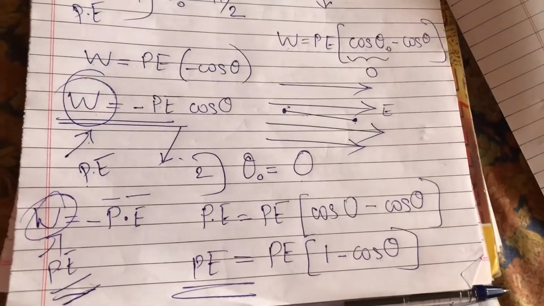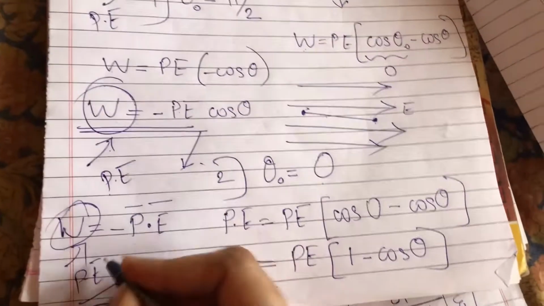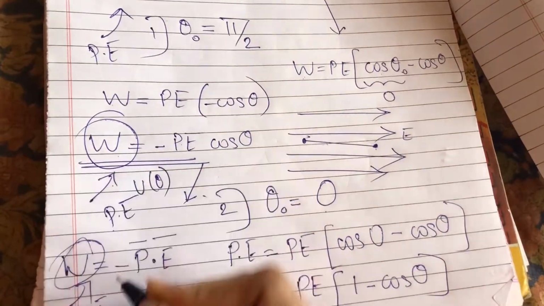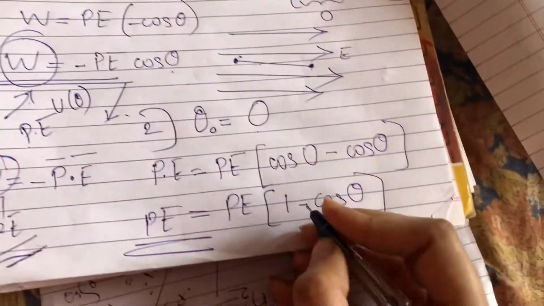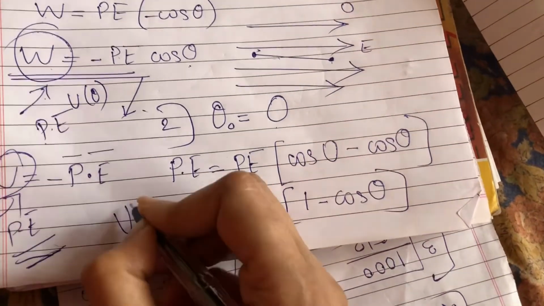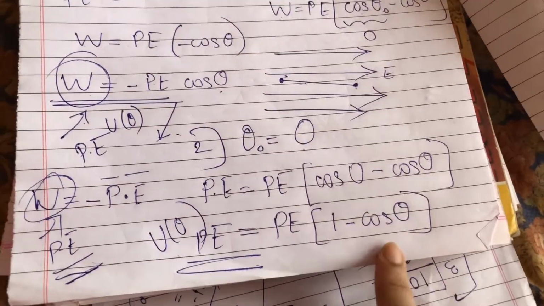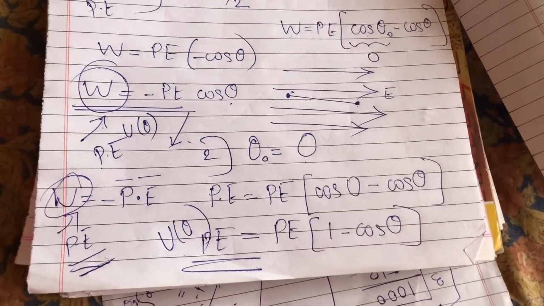Hope you all understood. And in both the cases your potential energy, that is U, is a function of theta because you have theta on the right hand side. Even in this case your potential energy, that is U, is a function of theta because you have theta on the right hand side. I hope you understood this.